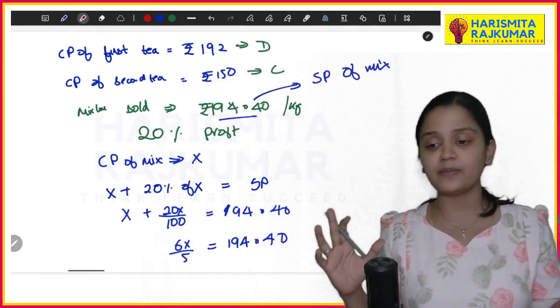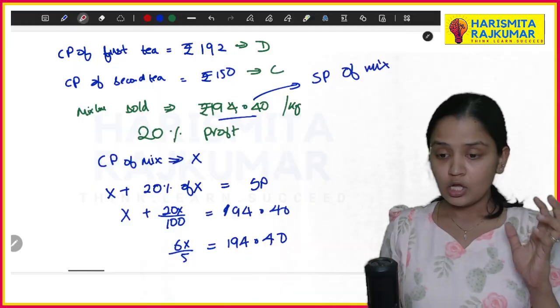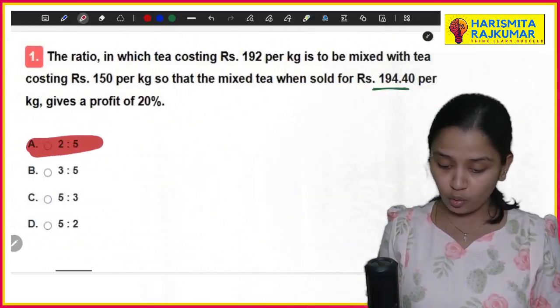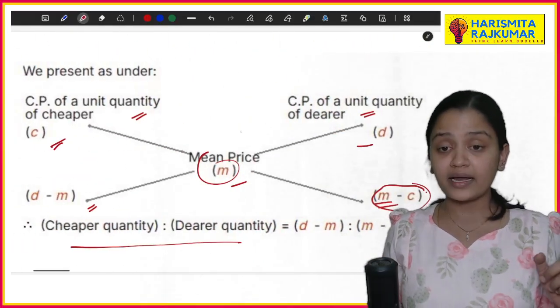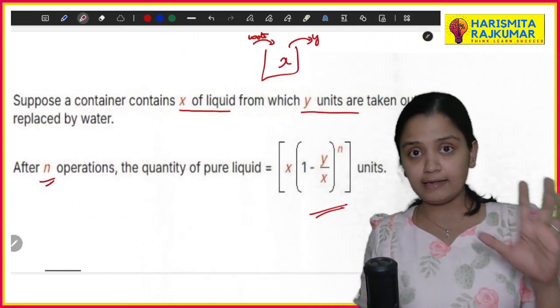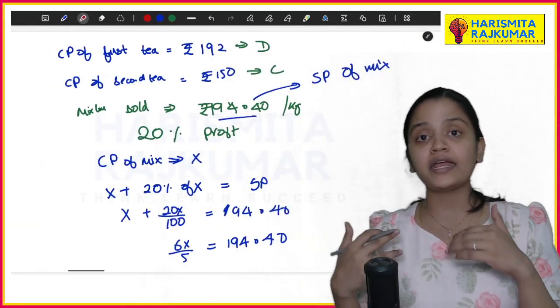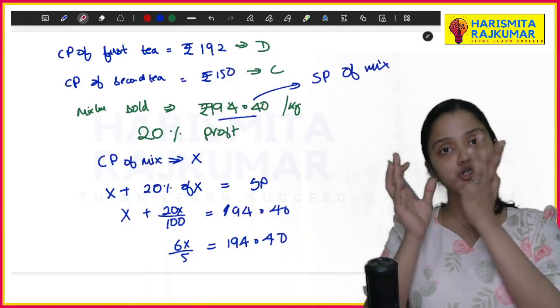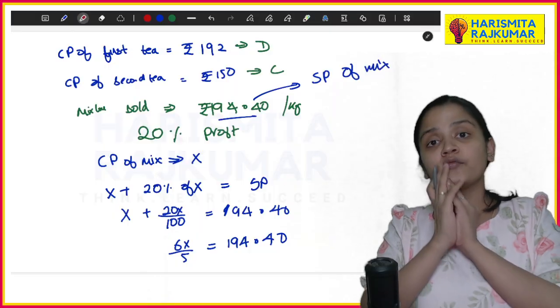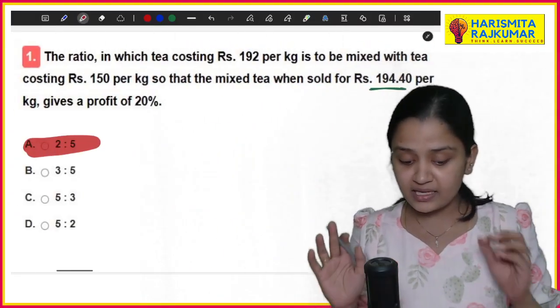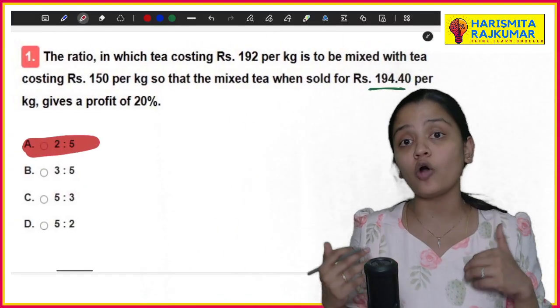So let me explain this with a little pause. In the previous formula, I've told you this is the mean value, right? Mean value can be anything. Whatever you are taking, if you're taking cost price value, then you should have the mean value of that. If you're taking selling price, but in this case we just have the cost price and we know how much it is sold for.